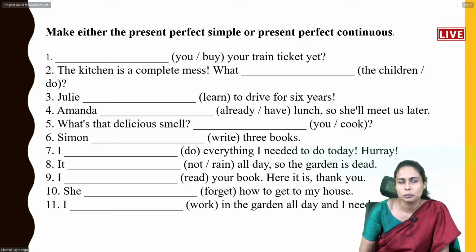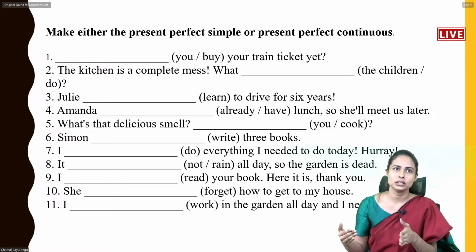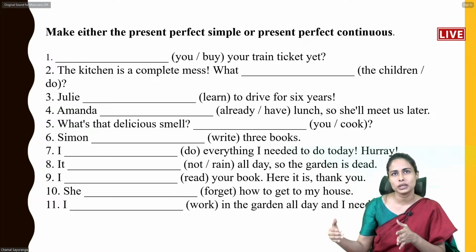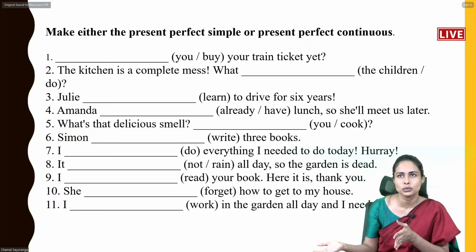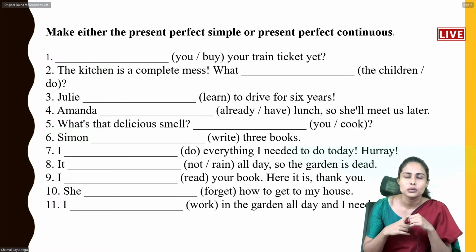You can ask "have you been cooking?" You cooked, but there is a smell, a delicious smell now, so we want to emphasize the action. That means she has been or he has been in the process of cooking. So better to go with present perfect continuous. It's up to you. You can select whether to use present perfect or present perfect continuous. If you want to emphasize the duration of the action, then you can go with present perfect continuous. Otherwise, you can go with present perfect tense. But better to go with present perfect continuous tense here.